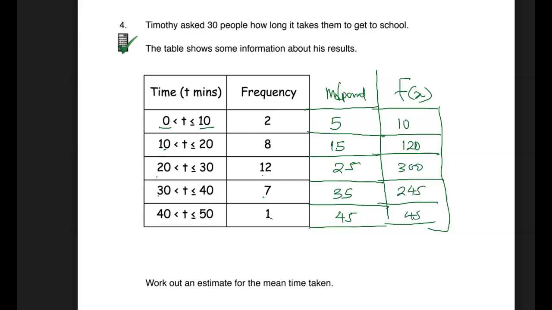You now add them all together. That gives you what? 720. And for the other one, the frequency is what? 30. So that was 720 divided by 30. That gives 24.